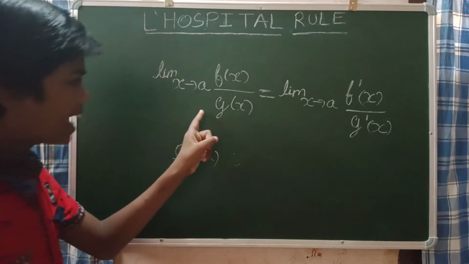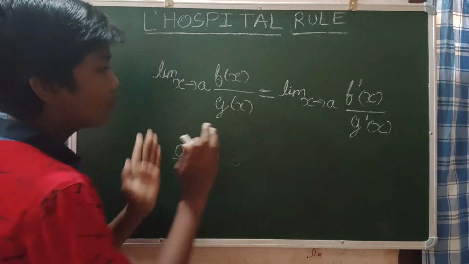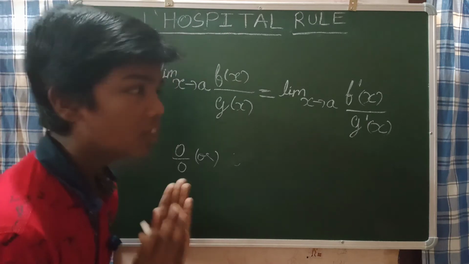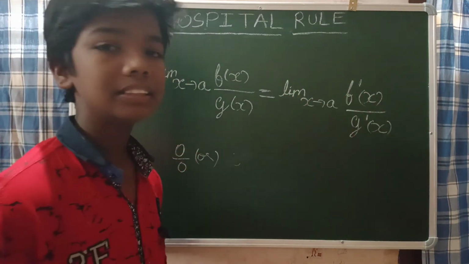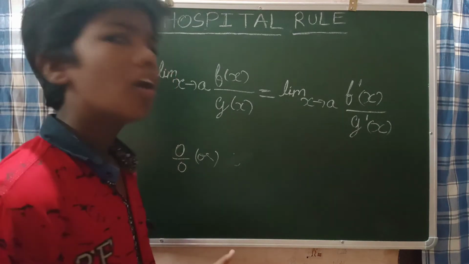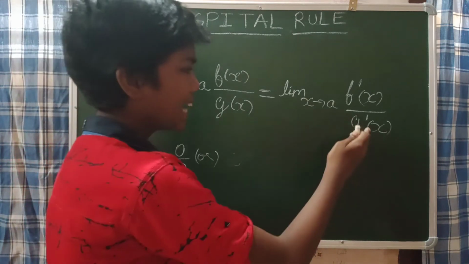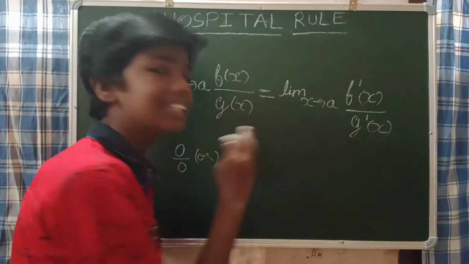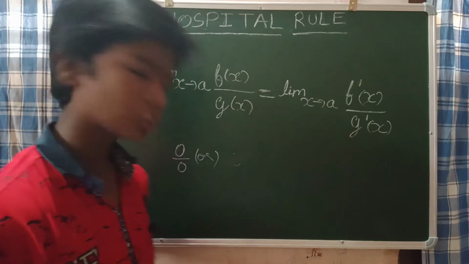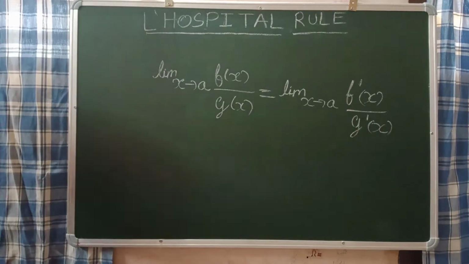When the value of this limit is in indeterminate form, the value of this limit using L'Hospital rule will be limit of x tends to a f dash x divided by g dash x. We know that f dash x is differentiation of f of x and g dash x is differentiation of g of x. We are just differentiating these two functions. Differentiating is so simple, as I will tell some basic formulas of differentiation.